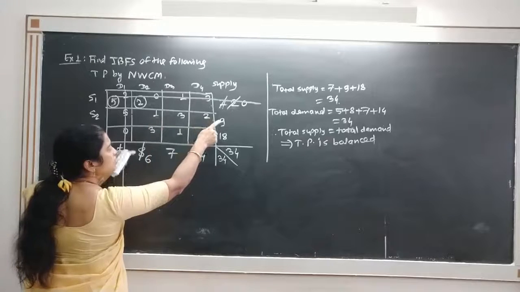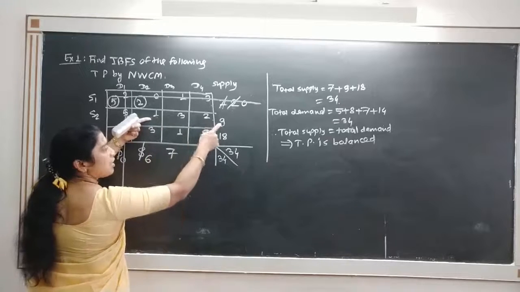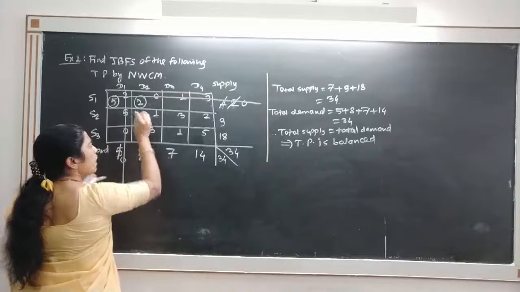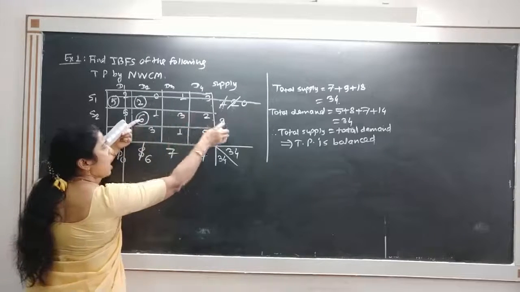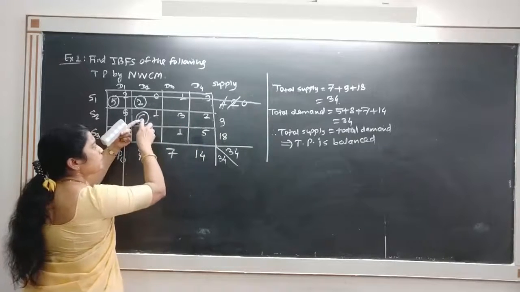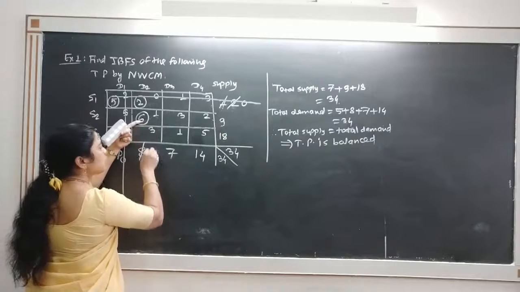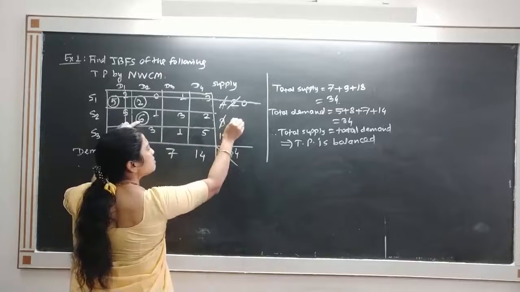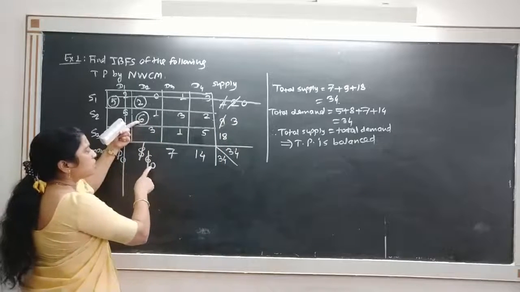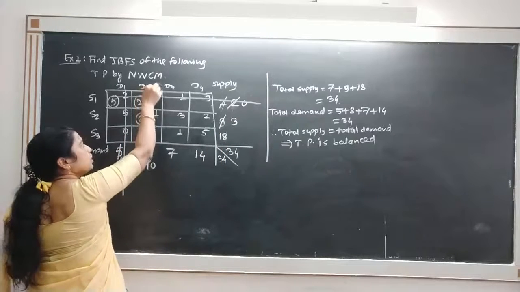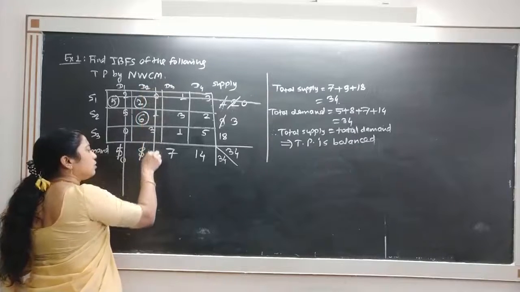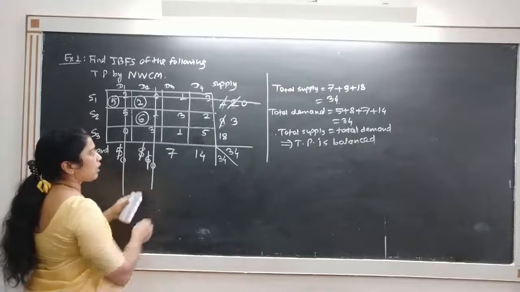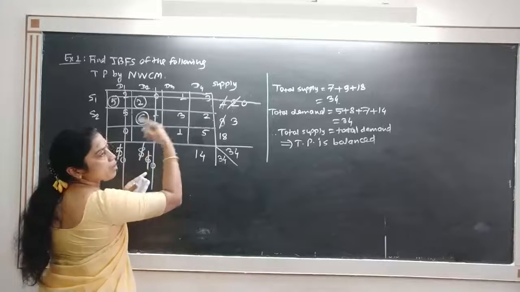Again corresponding supply and demand 6 and 9. Minimum is 6. So allocate 6 here. Because 6 is allocated, adjust the supply and demand by subtracting this. So 6 minus 6 remains 0. 9 minus 6 remains 3. Because this becomes 0, we cross out the column which has 0 demand. So cross out that. If you cross out the column, move to the right.